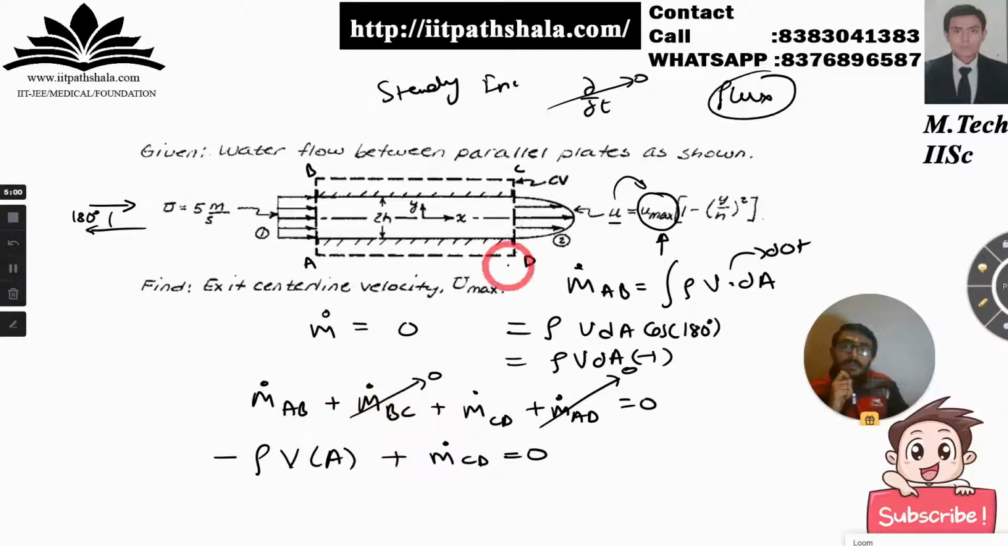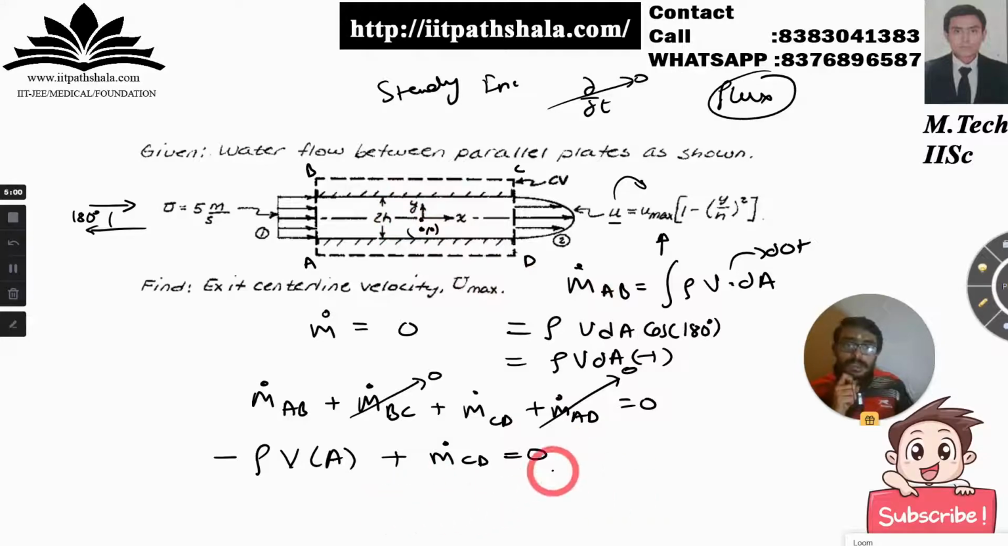Now if we talk about mass flow rate across CD, you should be considering a very small elemental length. Now it depends upon your coordinate system. As you can see in the problem itself, the coordinate system is taken from the center line, the axial line of your pipe system, as you can see over here.